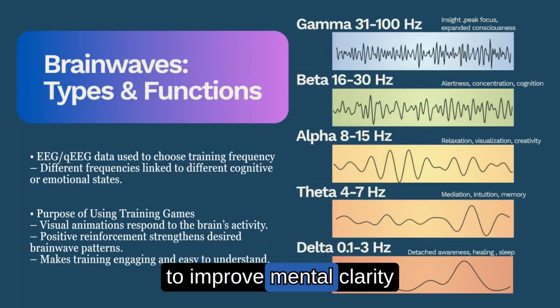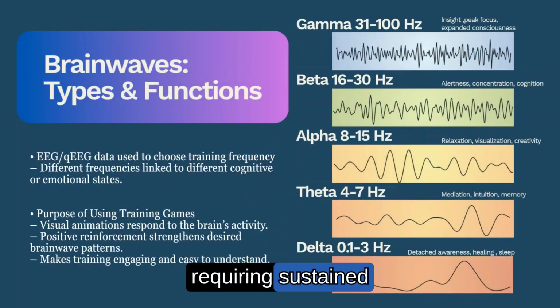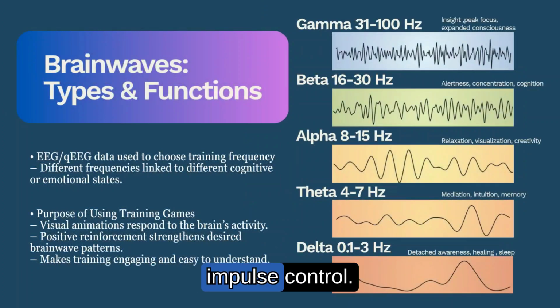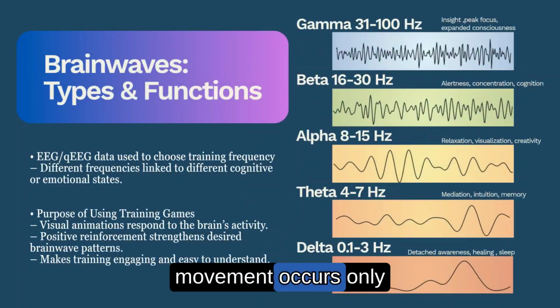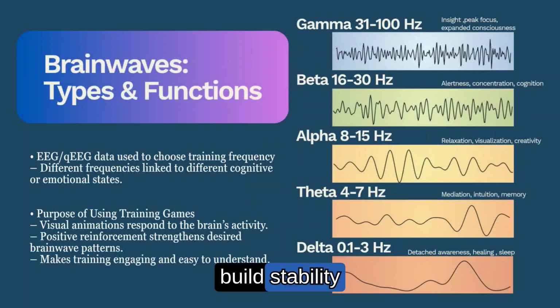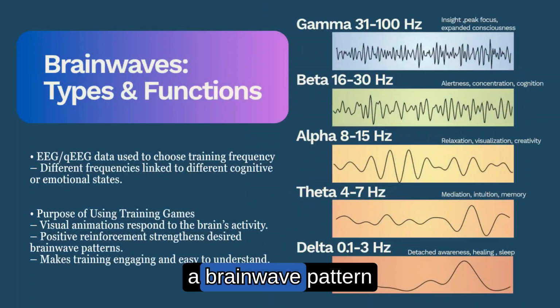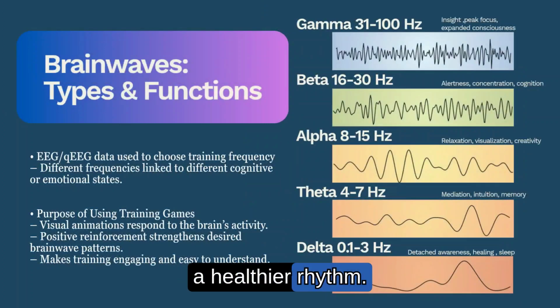Beta training is used to improve mental clarity and focus, especially for tasks requiring sustained attention. SMR training, commonly seen in the YouTube sessions, encourages calm focus and improved impulse control. In many training games, movement occurs only when SMR increases, helping the brain build stability and control. These targeted frequencies allow practitioners to match theory with practice, identifying a brainwave pattern linked to a symptom, then training the brain toward a healthier rhythm.